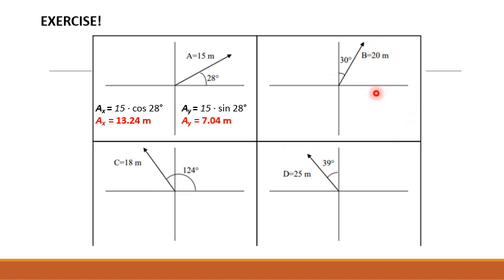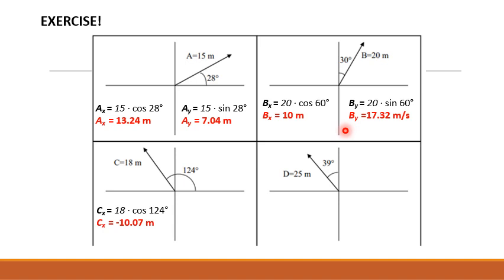Next, for vector B, take note we are measuring from the positive x. Since the angle between the y-axis and the vector B is 30 and the total angle for quadrant 1 is 90, we have to use the difference of 90 and 30, which is 60. So 20 times cosine 60 is 10 meters. 20 times sine 60 is 17.32 meters. There's no second, it's just meters.